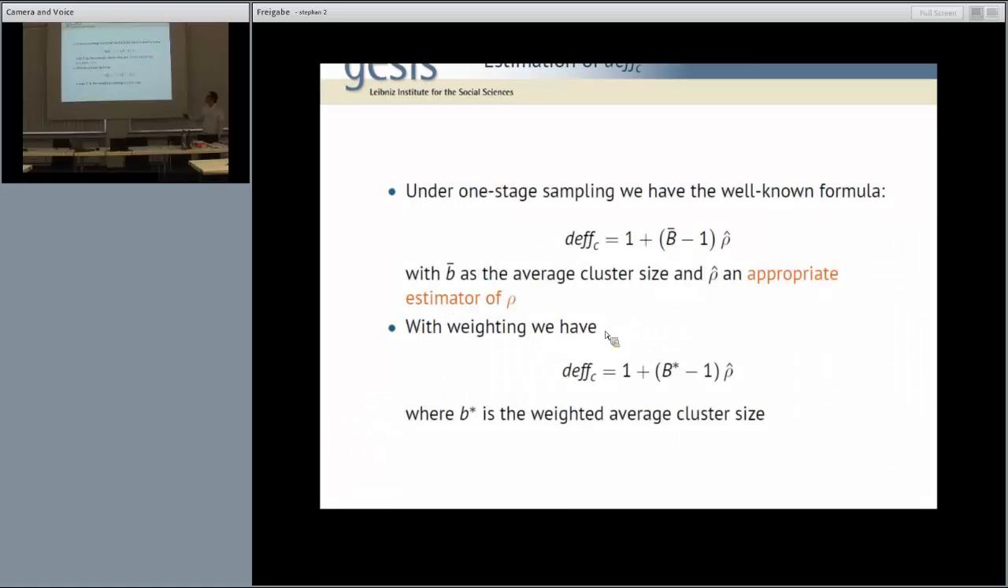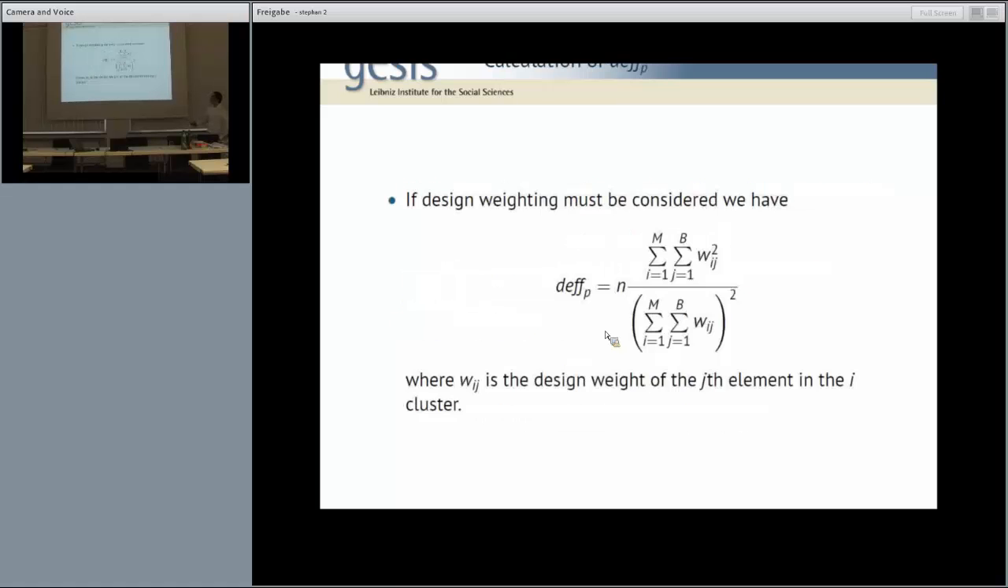So, DEFC is just what we have seen before, more or less, only in this case there is in general assumed this E bar, where E bar is the average cluster size. And I just indicate with a hat here, rho, that it could be an estimator of this intraclass correlation coefficient. So, in case we have unequal probability sampling, we might also here have the weighted mean E star instead of the ordinary average. So that's how to calculate this part you've seen before, similar to the design-based approach. Then DEFP, this is this formula, showing how you derive that, but you have to multiply this DEFC to get your design effect.